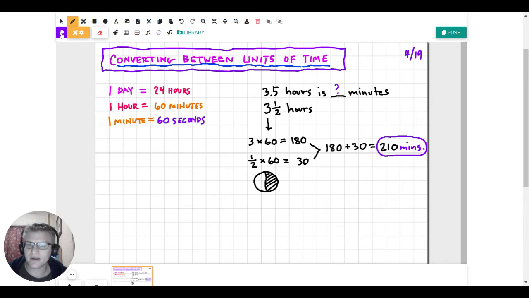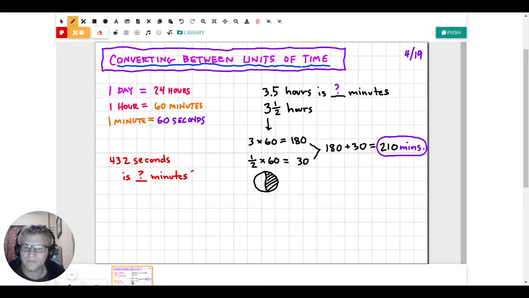So now let's try another one. Let's do this one in another color. Let's do it in red, and we'll move it over to here. Let's say 432 seconds is how many minutes? Actually, before I do that, let's write it as blank minutes.